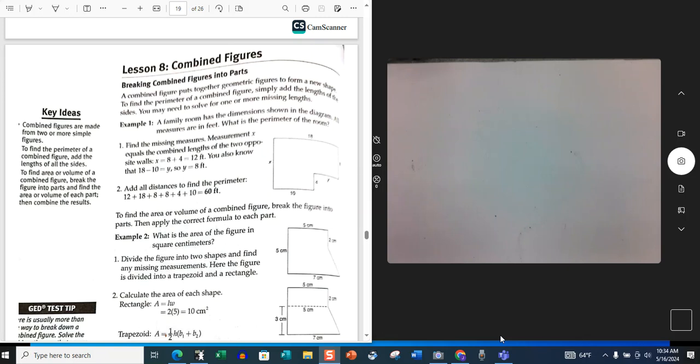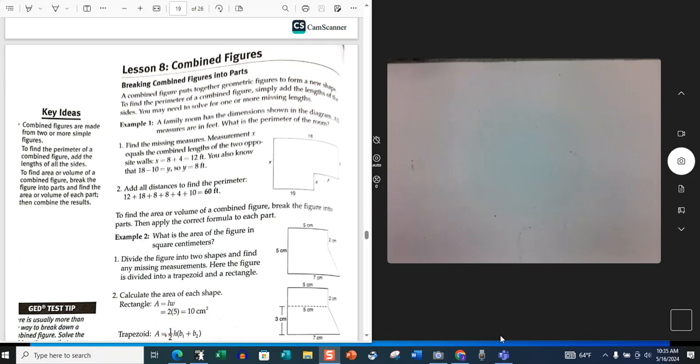Hello, class. We're about to start lesson 8 from chapter 7, which is called Combined Figures. Now, it says we're on page 406 in your textbook. It says breaking combined figures into parts.